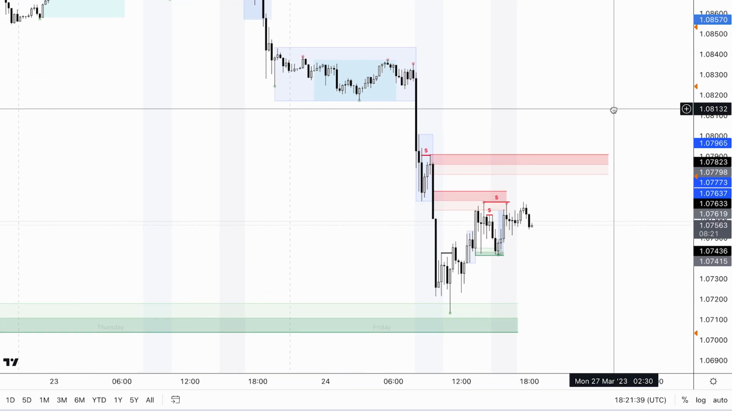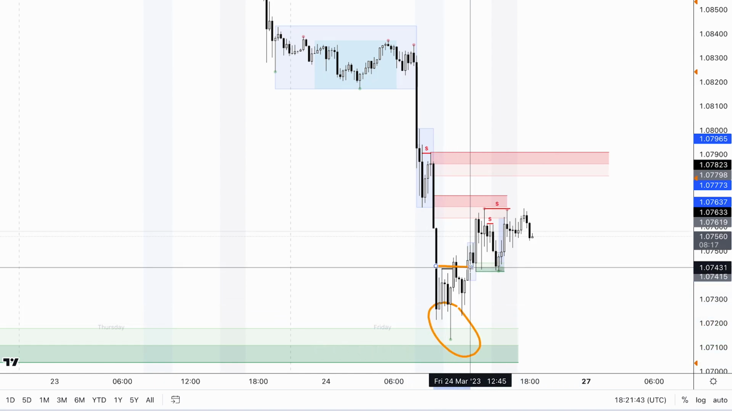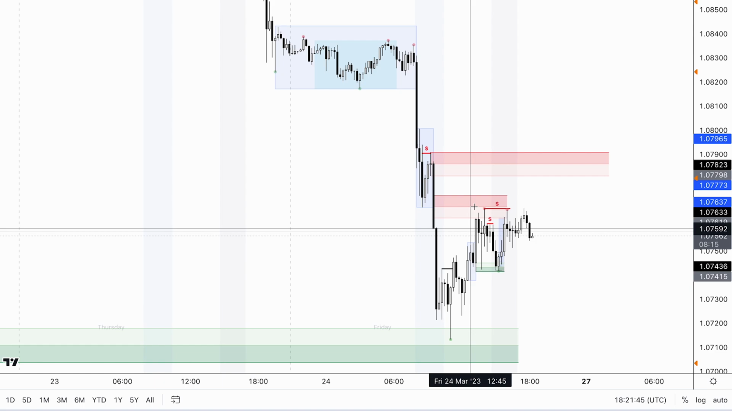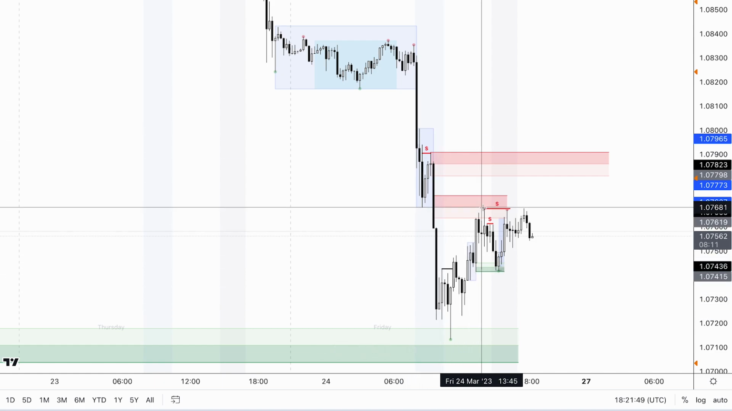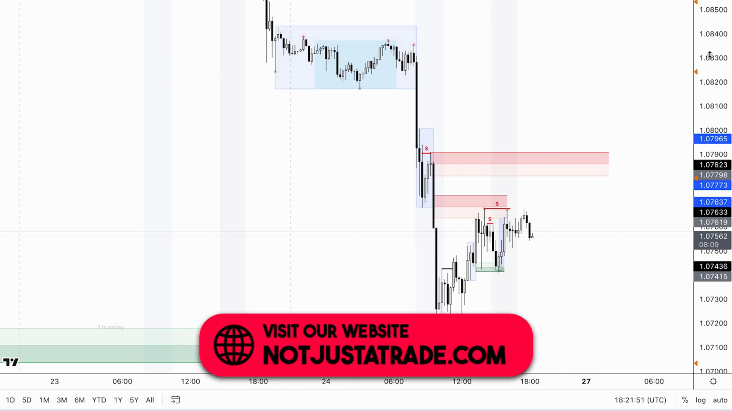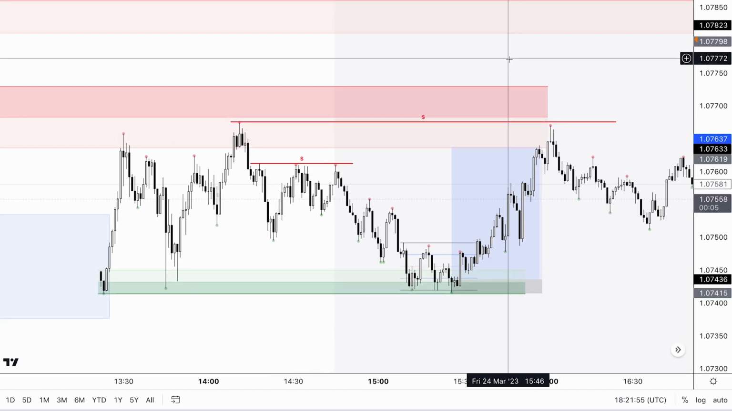So we saw here a strong rejection of lower prices at a point of mitigation. We saw intention being shown in the market because we got a breaker structure on the lower time frame. We got that pullback and continuation to the upside. And I'll just go down to the minute chart now. This was the last session of the week.